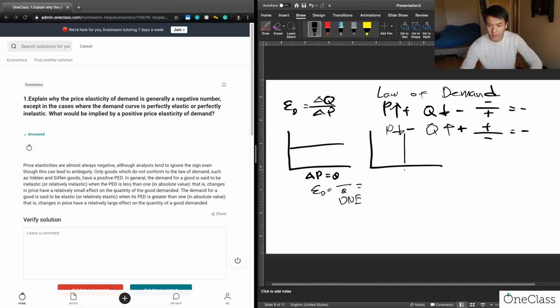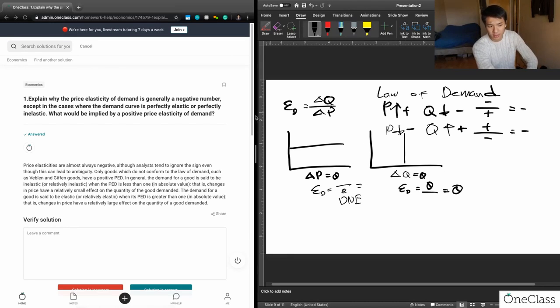And then for perfectly inelastic, we see that the change in quantity is always going to be equal to 0, right? There's only one quantity being demanded. The quantity demanded is constant at all times, no matter what the price is. So we're going to get elasticity of demand equal to 0 divided by something, and that's going to give us 0. And so in these cases, elasticity is neither positive nor negative. One does not exist, and 0 is not negative. And so those are the exceptions that we see.